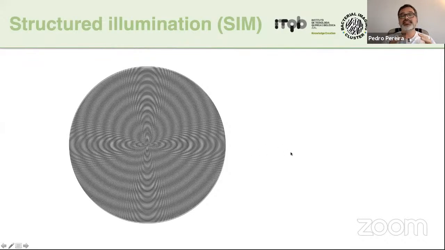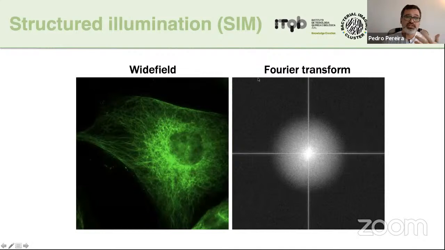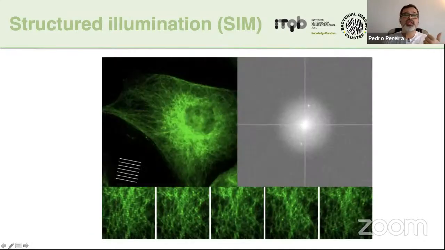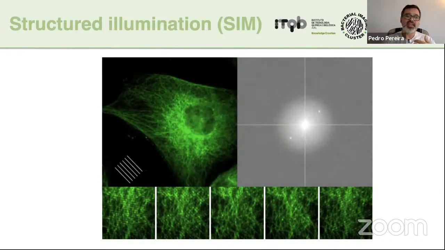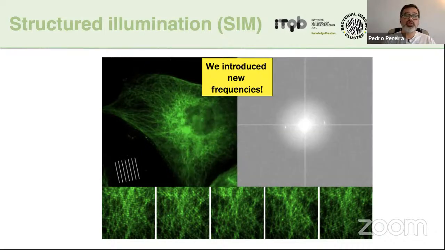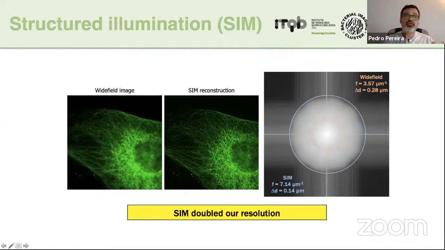So this is exactly the concept that the people that invented SIM, Gustafsson, and the microscope is doing when you're acquiring a SIM image. You have your wide field image and your Fourier transform. And what you do is you superimpose a grid that's in your microscope to another grid, which is your sample. And by doing that, you get a resulting image which has these moiré fringes where you can extract more information, okay? And by doing that, you introduce new frequencies into your resulting image, which you can then transform into high resolution information, okay?